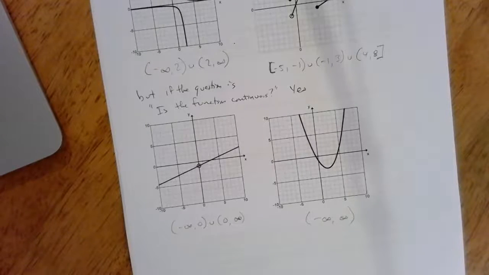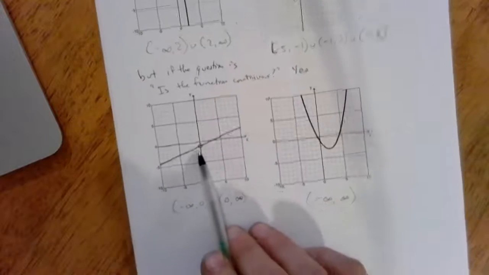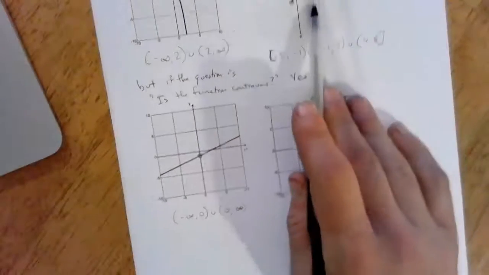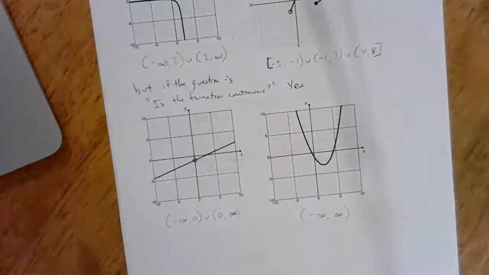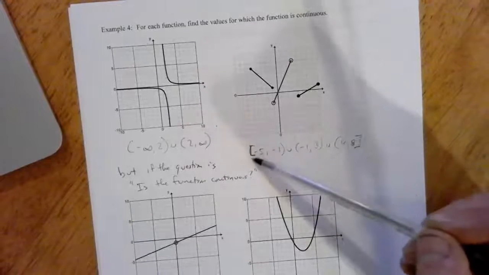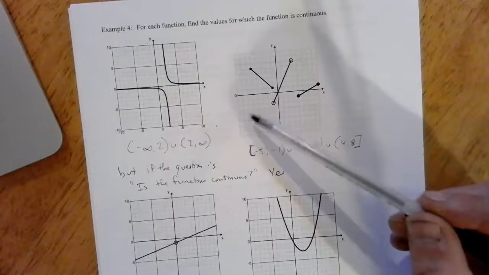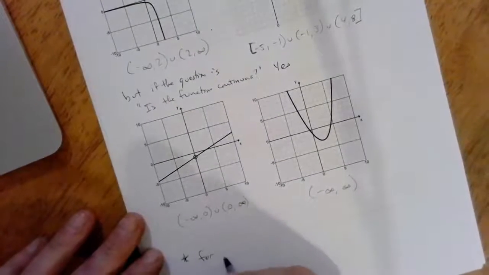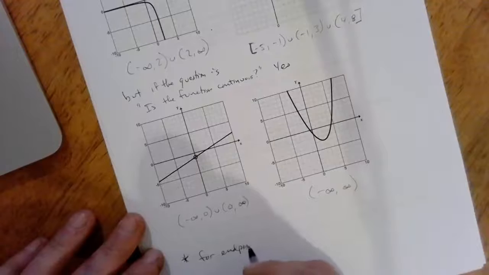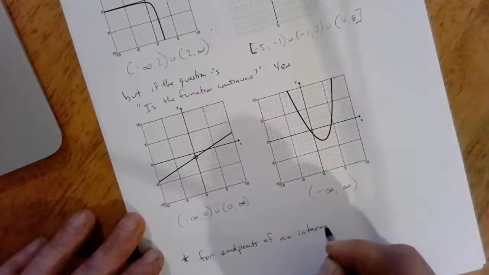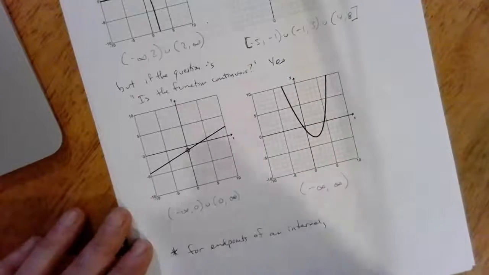This right here would be a removable discontinuity because our point has been removed. This right here, as we just talked about, would be a non-removable discontinuity. This one right here, take a look. My guess is you probably put parentheses around this, but it's actually brackets. So there's a key special point for endpoints of an interval.